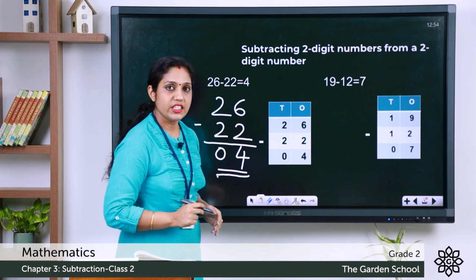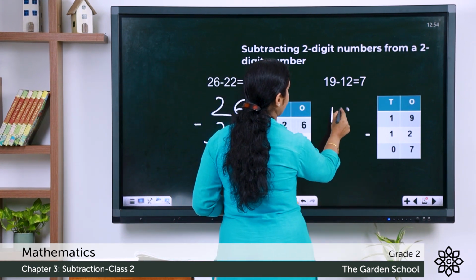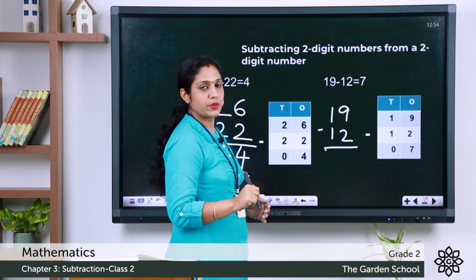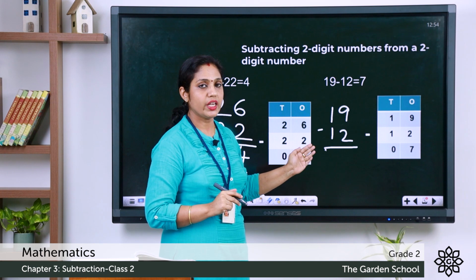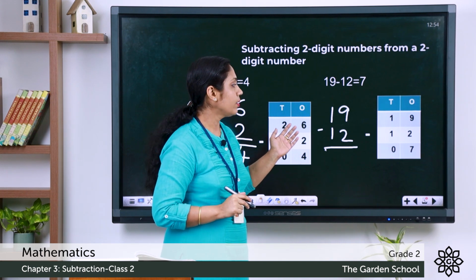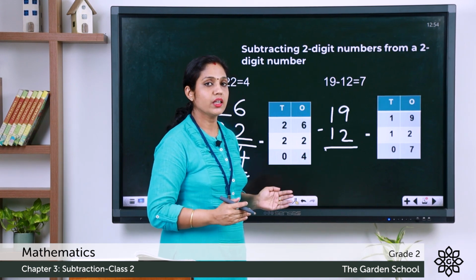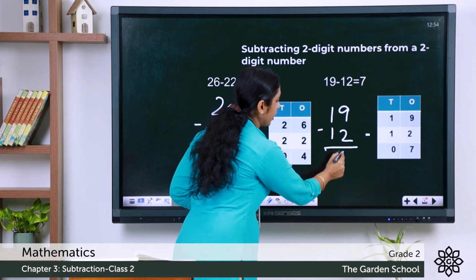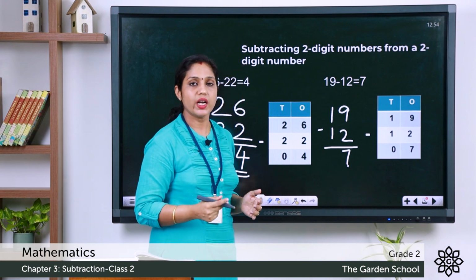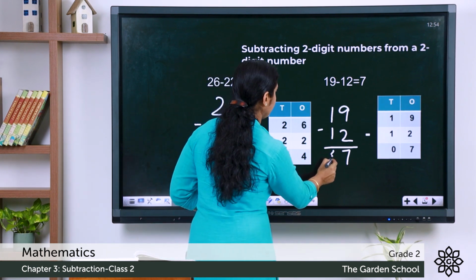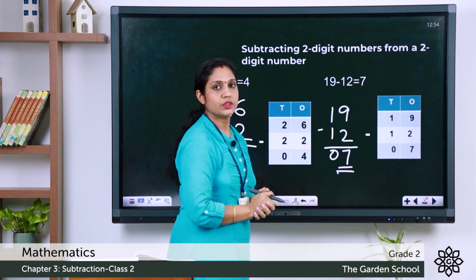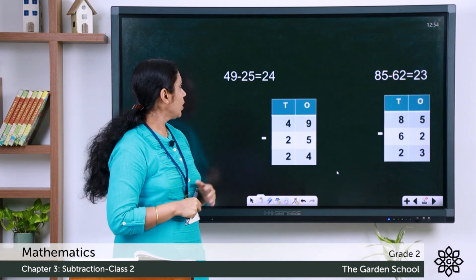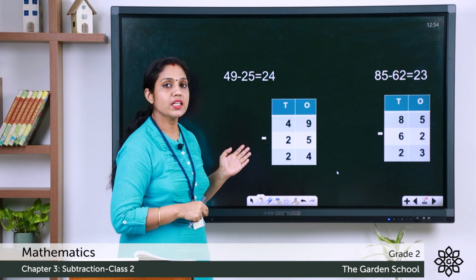Next we have 19 minus 12. Always check the ones position. We have 9 and 2 here in the ones position. 9 minus 2, we are able to subtract. What is 9 minus 2? We get 7. Write 7 there and 1 minus 1 is 0. So this is the answer. Let's take some more example. We have 49 minus 25.